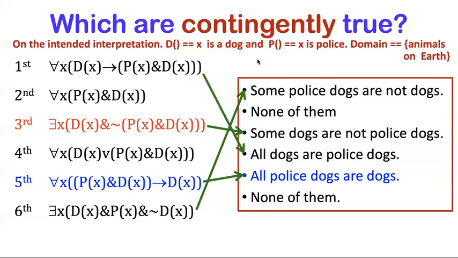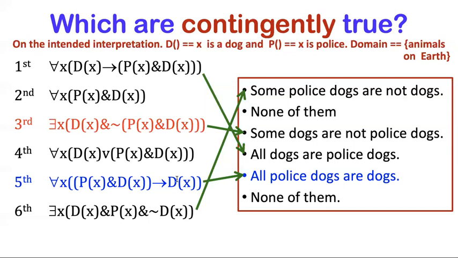Think about their translations. Because some dogs are not police dogs. Well, that's got to be true. We know not every dog on Earth is a police dog. So that thing is contingently true. The one in red here. None of the other ones are contingently true. Everything is a dog or a police dog. Well, that's not true of all the animals on Earth. What about the cats? Or everything is a police dog. This is also not true. So the rest of these have some fatal flaw. They're not true. But the third one, this one in red, is a contingent truth. And then this one in blue is a logical truth.